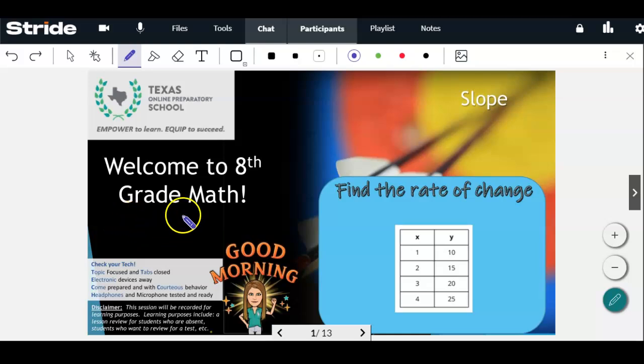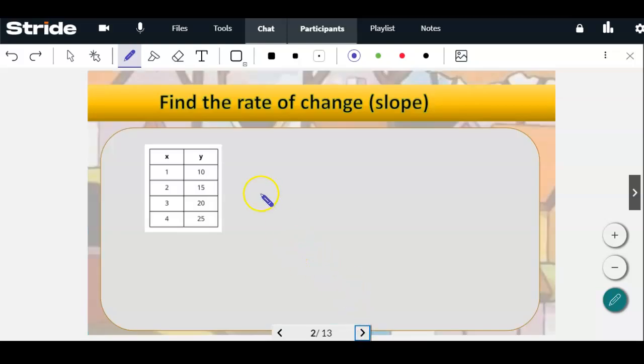Hello, so this recording is on slope and tables. We're going to find the rate of change from this table. So let's jump right in.